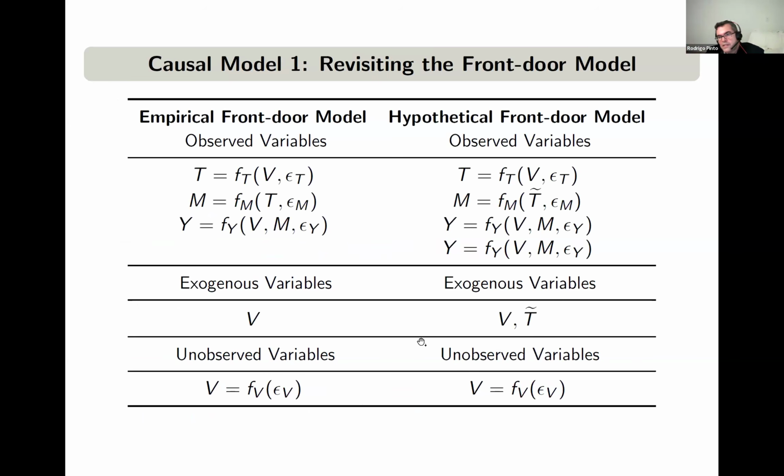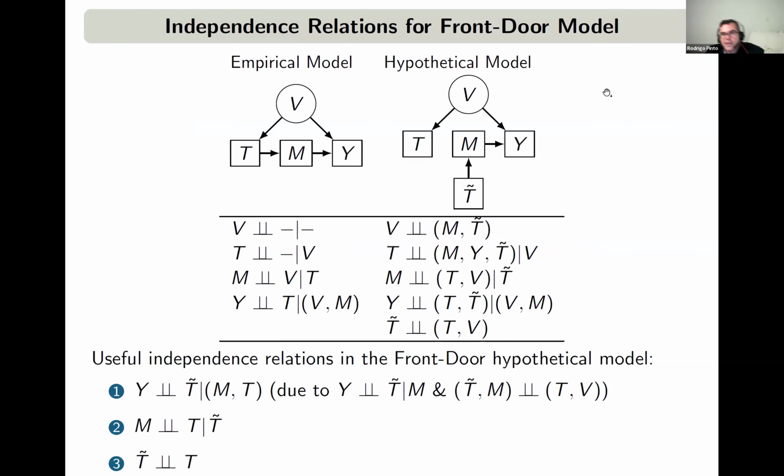The example here is the famous front door model of Pearl. Due to time, this is the front door model of Pearl. You have the unobserved variable V that causes T, T causes the mediator M, and M causes Y, and this model is identified. For the hypothetical model associated with this, I just break the link between T and M and create a hypothetical variable T tilde that affects M.